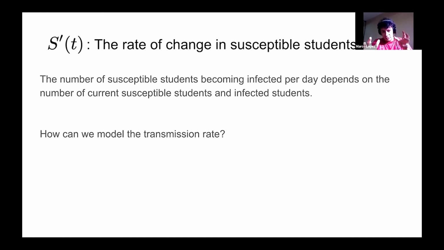And how is it going to decrease? Well, if there's a lot of infected people, then there will be a lot more infections or transmissions happening. Also, if there's a large susceptible population, a large number will become infected. So it seems like S prime might depend on both S and I. This discussion will take a much longer period of time in an actual classroom. But eventually you might come up with some model for S prime.